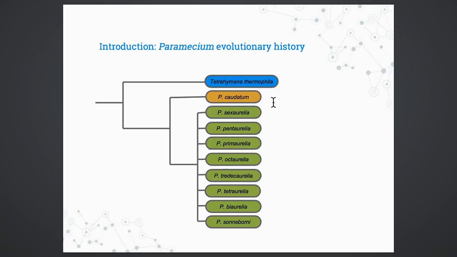The group of Paramecium in this study are all part of the Paramecium aurelia species complex. They are morphologically identical but genetically distinct. I'm also including Paramecium caudatum and Tetrahymena, which are quite distantly related species.